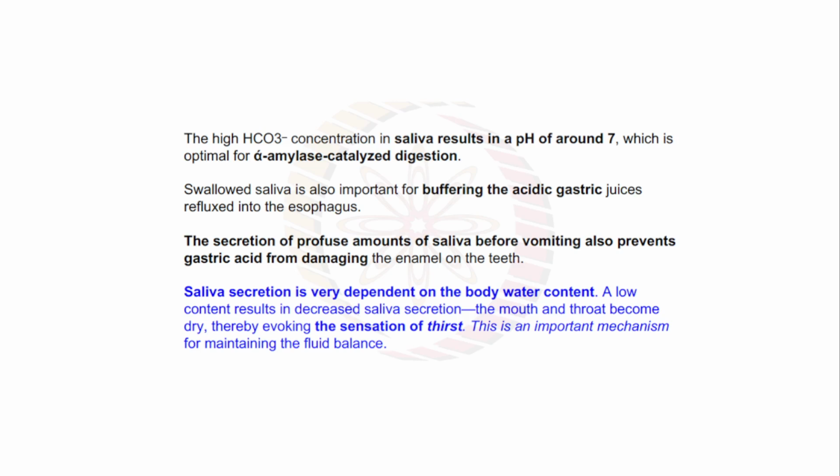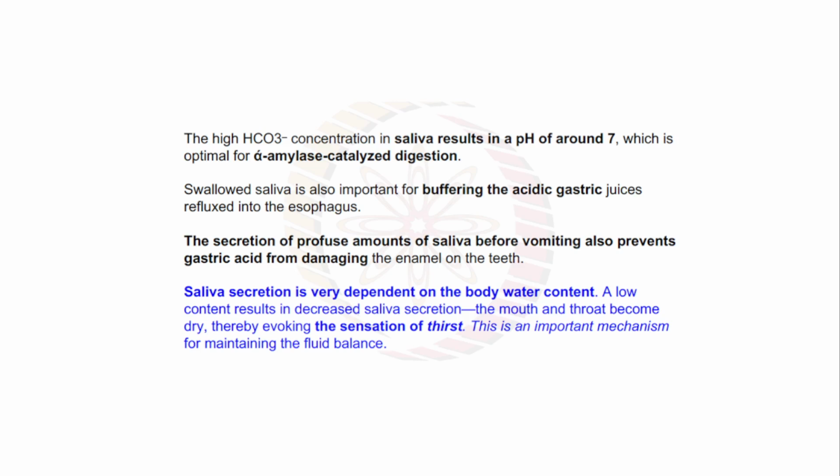Okay, so the secretion of a profuse amount of saliva before vomiting also prevents gastric acids from damaging the enamel of the teeth. Because it is an acid, it can affect the enamel of the teeth. Enamel is the outer white covering of the teeth. So to prevent that, saliva also plays a very important role just before we are about to vomit.